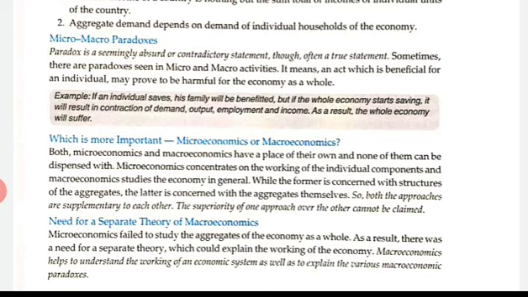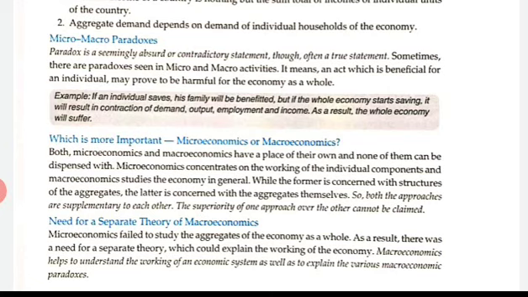Okay children, so then why is there this split? There was a need to split the subject into two branches, because microeconomics failed to study the aggregate of the economy. So there was a need for a separate theory for macroeconomics. Micro failed to study the aggregates, and as a result there was a need for a separate theory which could explain the working of the economy as a whole, because micro was smaller.